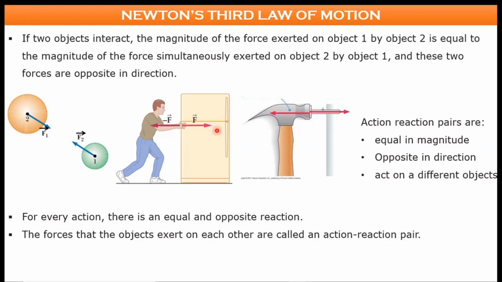Think about this picture. If the action is on the refrigerator, the reaction is on your body. If the action is on the nail, the reaction is on the hammer. So action and reaction will always be on different objects. Two objects are interacting, so the action will be on one object, and the reaction will be on the second object. This is known as Newton's third law of motion.